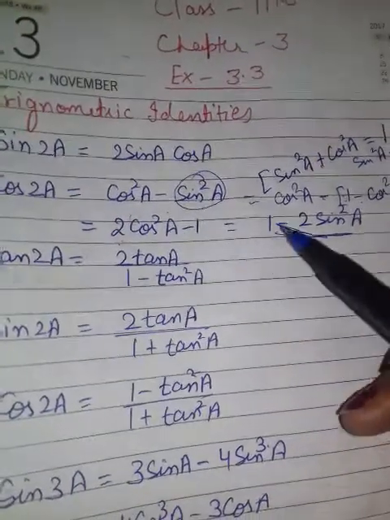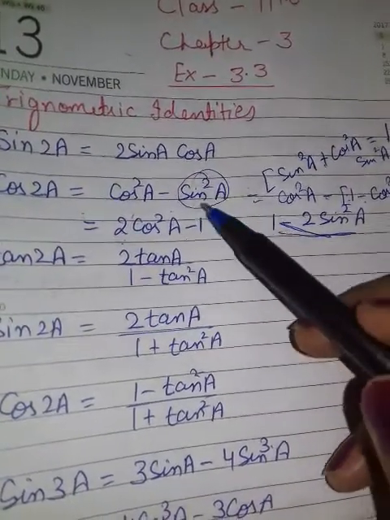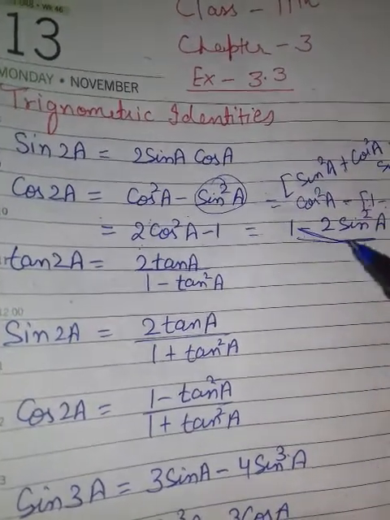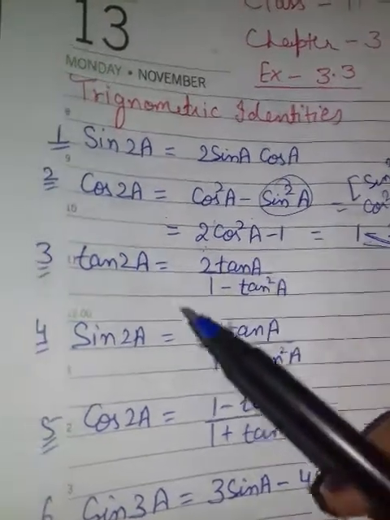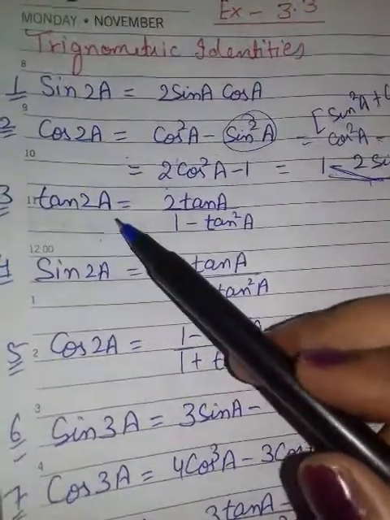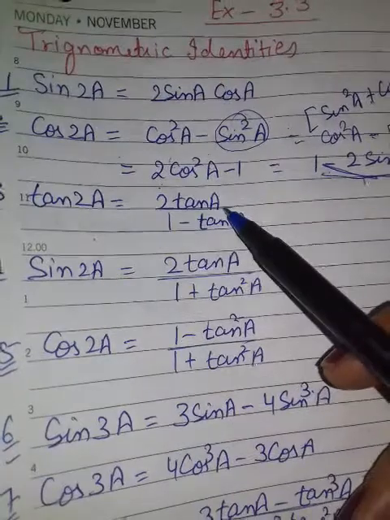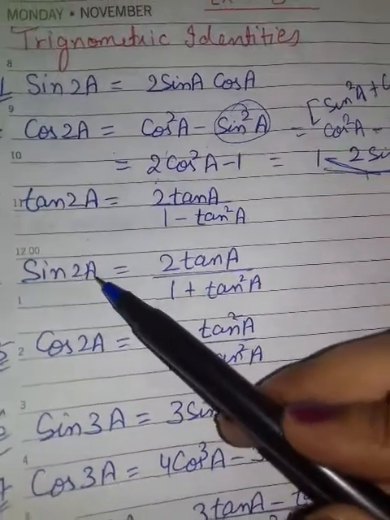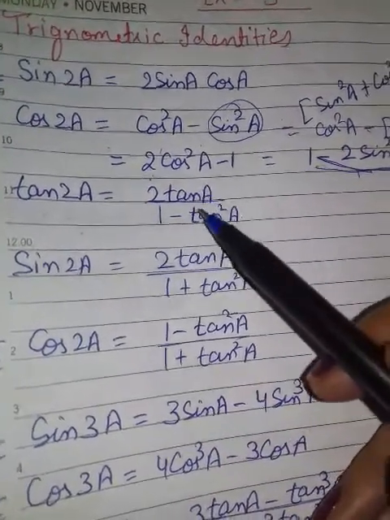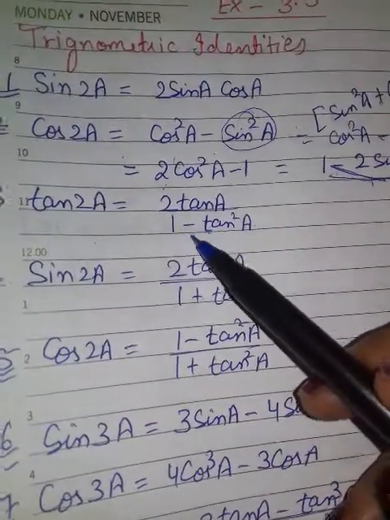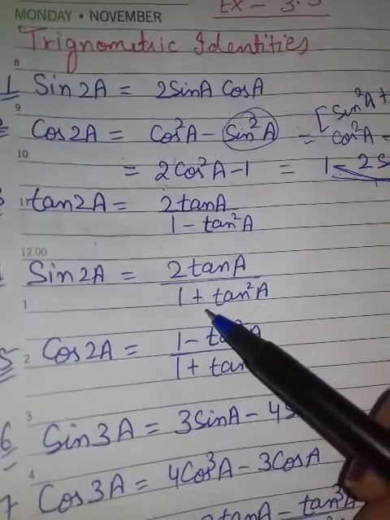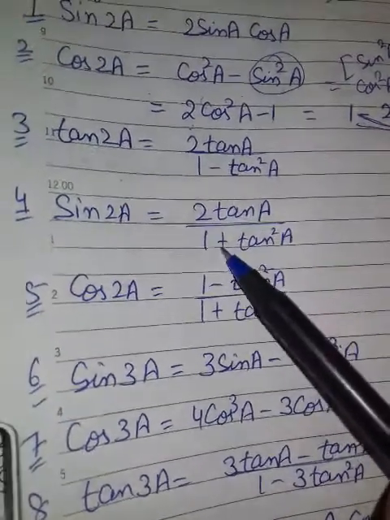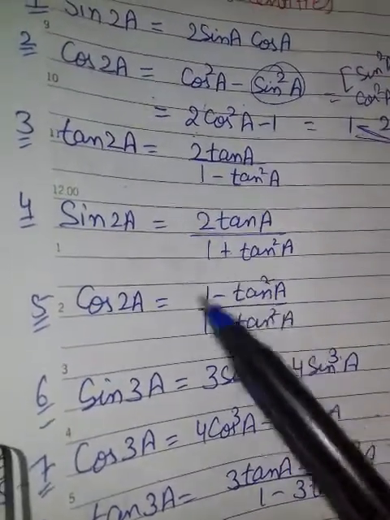Means these have three results and it depends on your situation which you want: sine only, cos only, or cos and sine both. Clear? Next identity is tan 2a. This is equal to 2 tan a upon 1 minus tan square a. Cos 2a identity is the same like that, but only the sign is changed, with the sign change from negative to positive. So tan 2a and cos 2a, only sign problem in denominator.